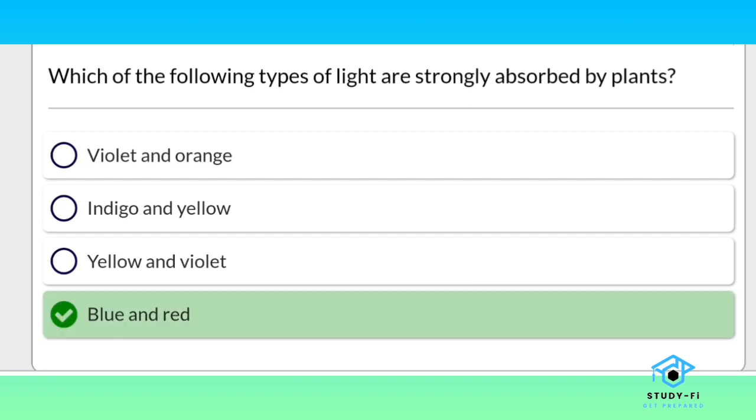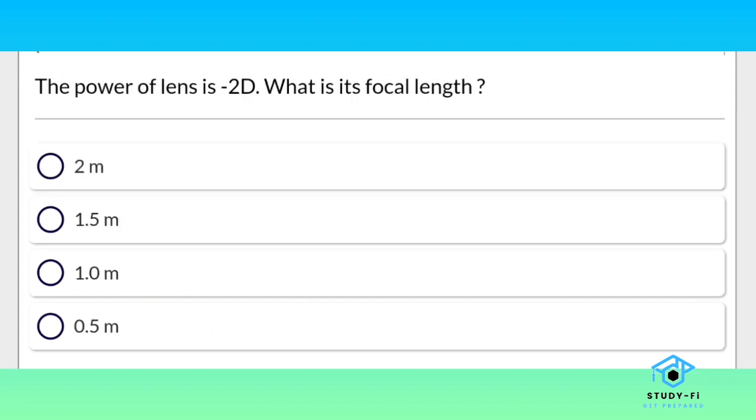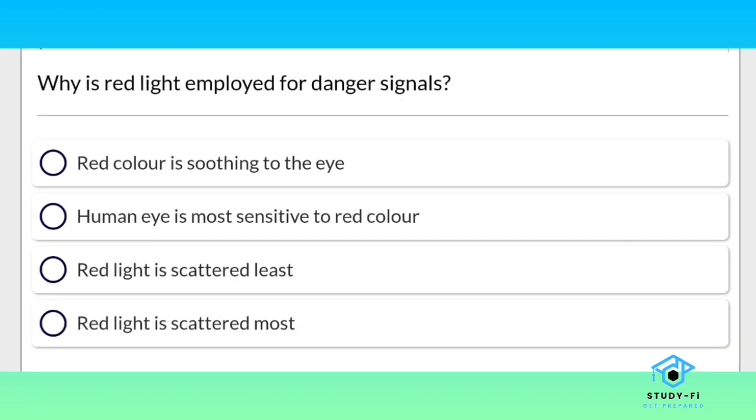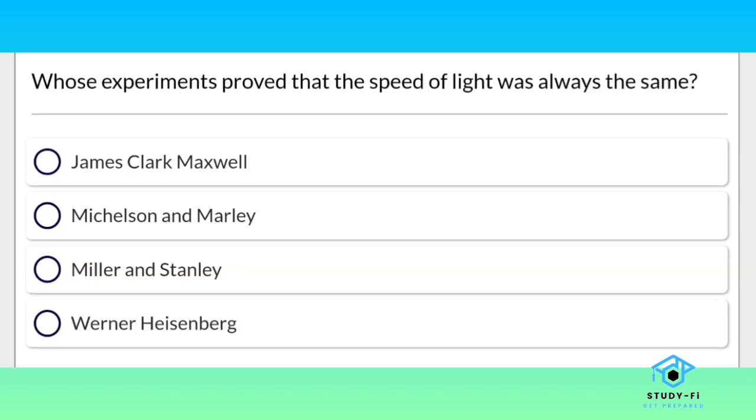Blue and red. A cylindrical lens is used by a person suffering from astigmatism. The power of the lens is -2 diopter. What is its focal length? 0.5 meter. Why is red light employed for danger signals? Red light scatters least.